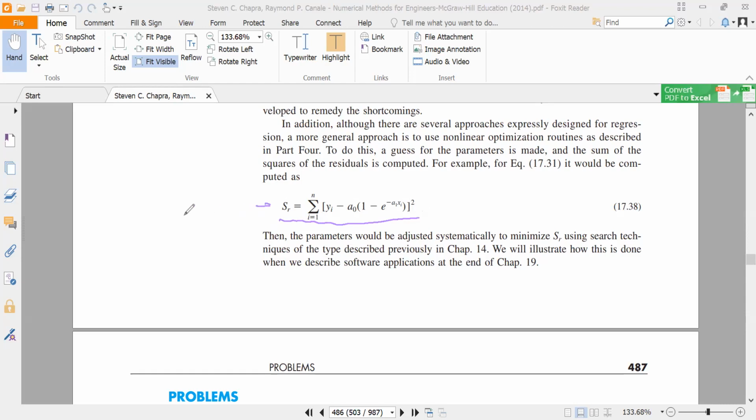Your SR is the function of what? In this particular program, is it not the function of A0 and A1? Yes, sir. Fine. And that function is linear or non-linear? Non-linear. Fine, non-linear, okay.